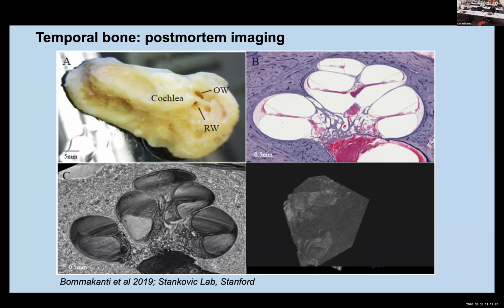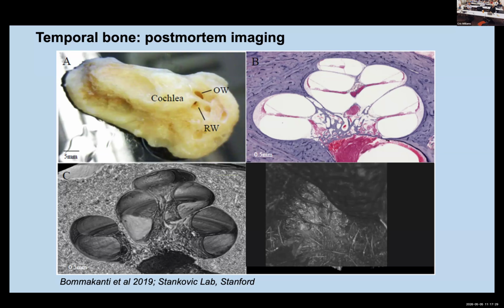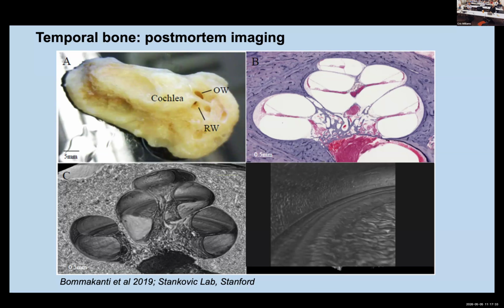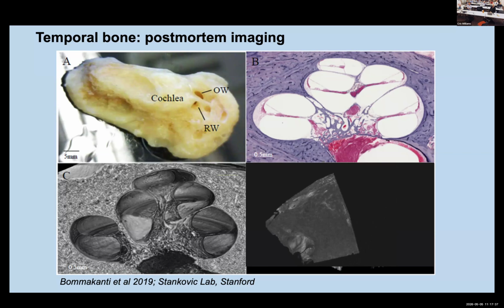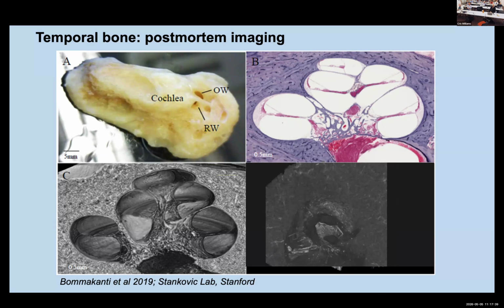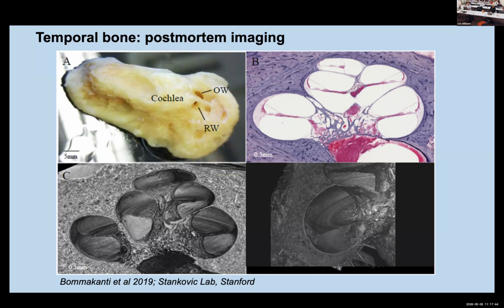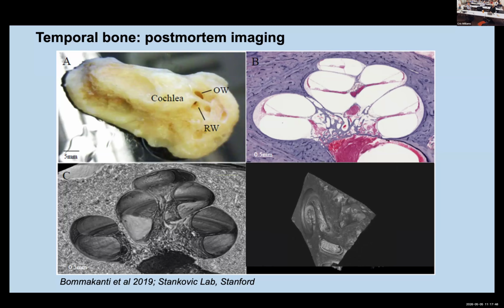But you see on the bottom two panels here are examples of synchrotron imaging from the Stanford lab and a 3D fly-through of the cochlea that they were able to create there. So the point is, regardless of the type of imaging, it permits evaluations of structural integrity of the temporal bone prior to histology, or in some cases in lieu of histology.